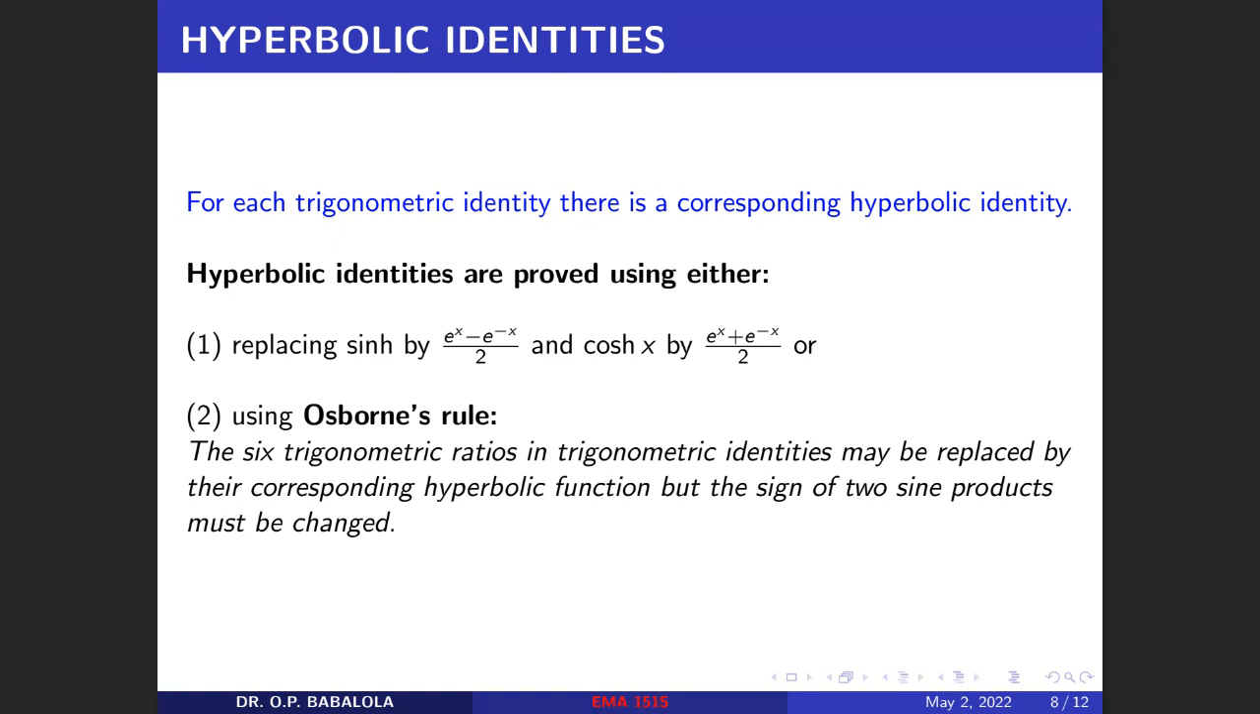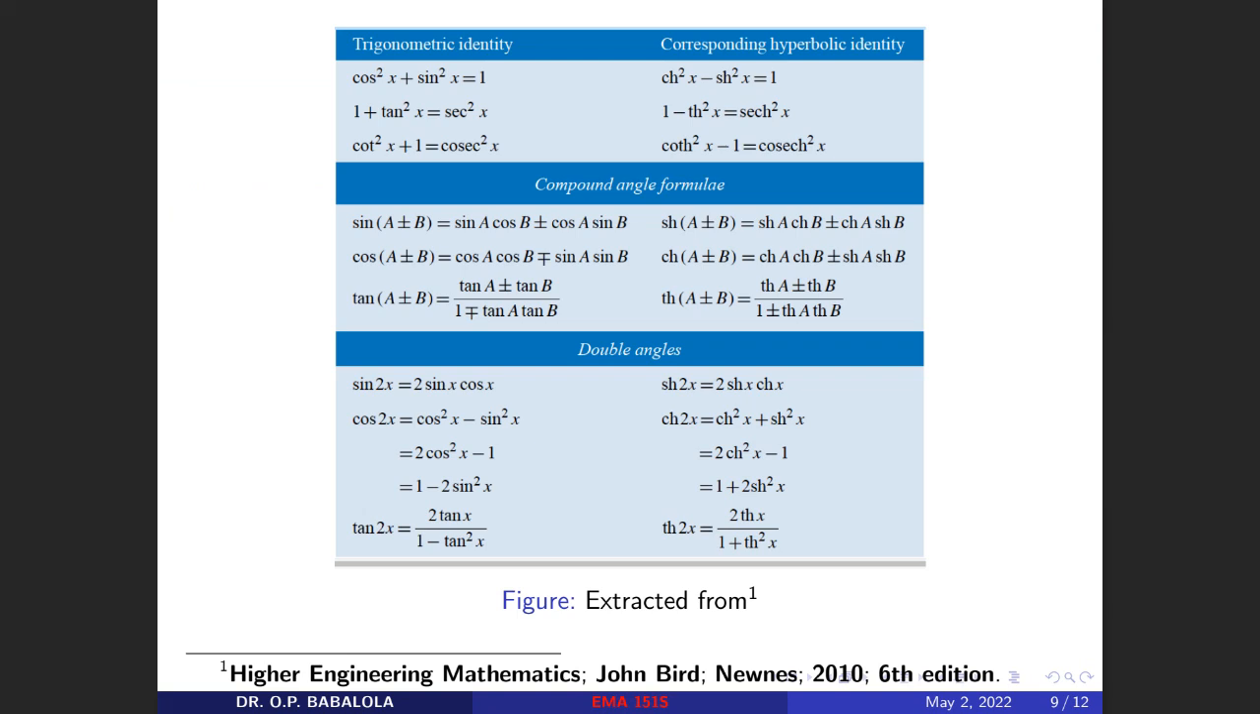So Osborn's rule says the 6 trigonometric ratios in the trigonometric identities may be replaced by their corresponding hyperbolic functions. What do we mean? You can replace them with the exponential function. But take note of that, the sign of two sine products must change. Okay? It must be changed. So let's see this example.